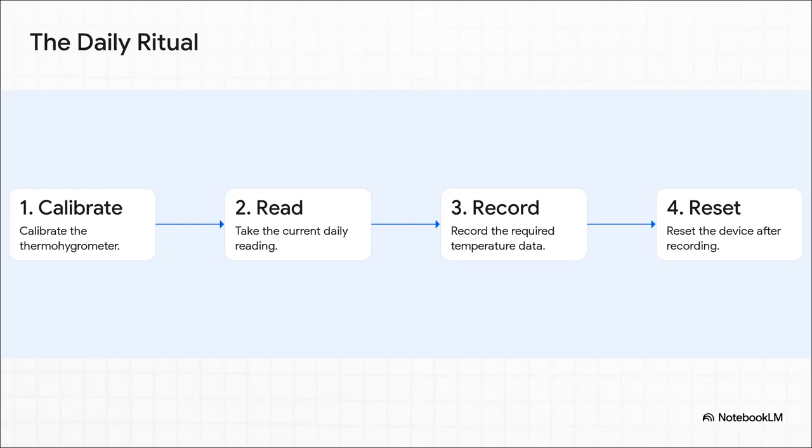Okay, so it all boils down to these 4 simple things you do every day. First up, you calibrate. Got to make sure your gear is telling the truth. Then, you read the numbers. Easy enough. Next, you record them. And finally, and this part is super important, you reset the whole thing, so it's fresh and ready for the next 24 hours. See? Calibrate, read, record, reset. Simple, clean, and you do it the same way every time.